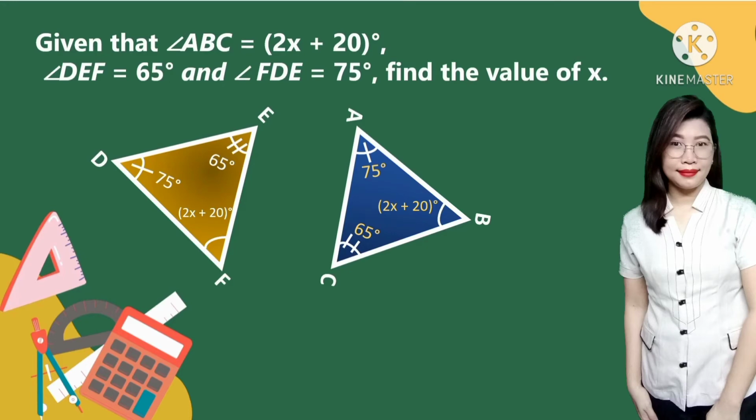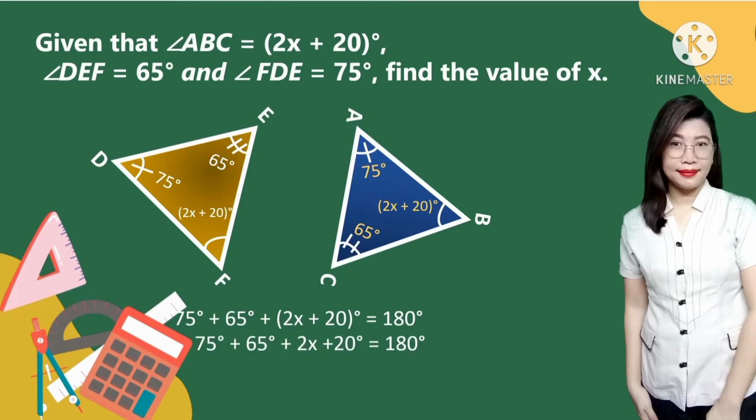Let us now find the value of x by the use of the triangle sum theorem or the third angle theorem. So it will become 75 degrees plus 65 degrees plus the quantity of 2x plus 20 degrees is equal to 180 degrees. Just add all the given degrees on the left side of the equation, so that will become 2x plus 160 degrees is equal to 180 degrees.